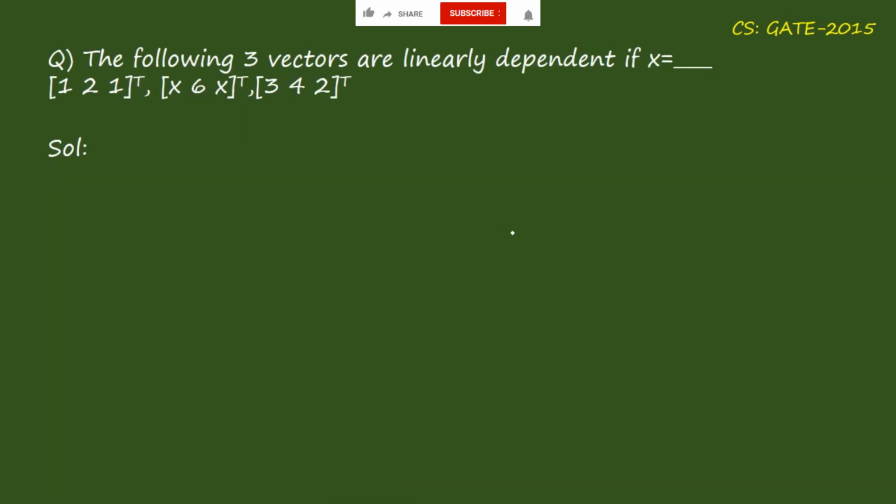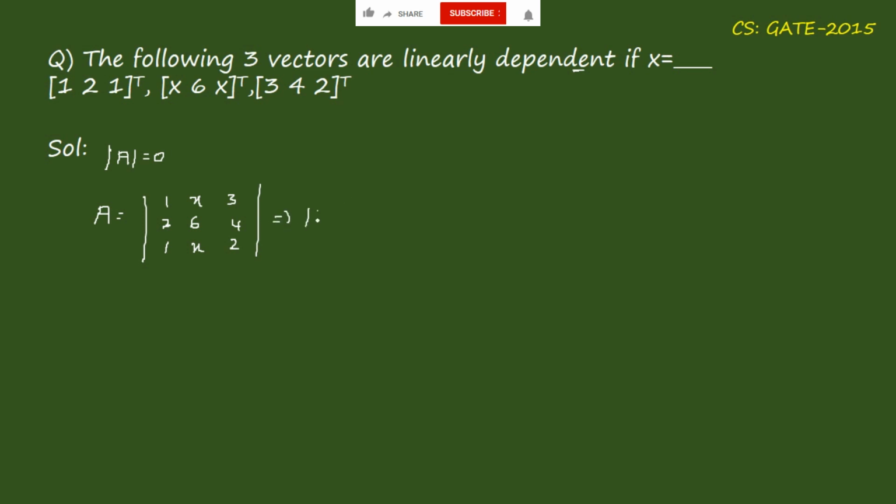Come to the next question. The question is, the following 3 vectors are linearly dependent if x is equal to what. Now they are talking about linear dependence. The vectors are linearly dependent when the determinant of matrix A is equal to 0. Now they have given the 3 vectors, right? So if you combine and write these vectors, then matrix A becomes 1, 2, 1, then x, 6, x, and 3, 4, and 2, right? And the determinant should be equal to 0.